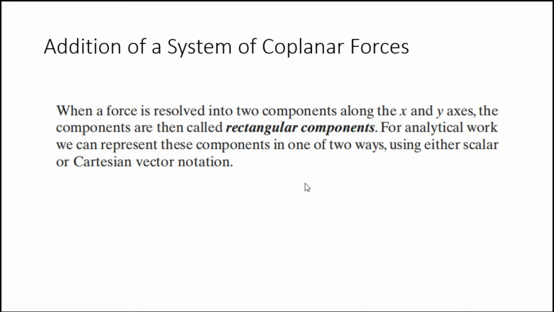Okay? The components are then called rectangular components. Okay, so ang tawag ngayon doon is rectangular components, kasi it will form a shape of a rectangle actually. So for analytical work, tapos na tayo sa graphical, combination of graphical and analytical, in sine law, cosine law. Now, we now proceed to this one. For analytical work, we can represent this component in one of two ways. So there are two ways in solving this. One is using either scalar or Cartesian vector notation.